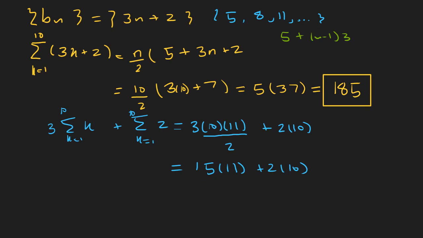If we take 15 times 11, that gives us 165. I just needed to double check. So we have 165 plus 20, which gives us the exact same thing, 185. So whether we recognize that it was an arithmetic sequence or not, we essentially get the exact same thing either way.